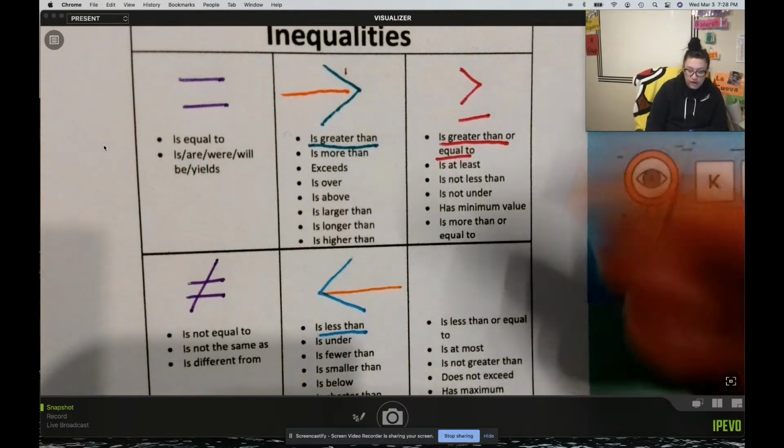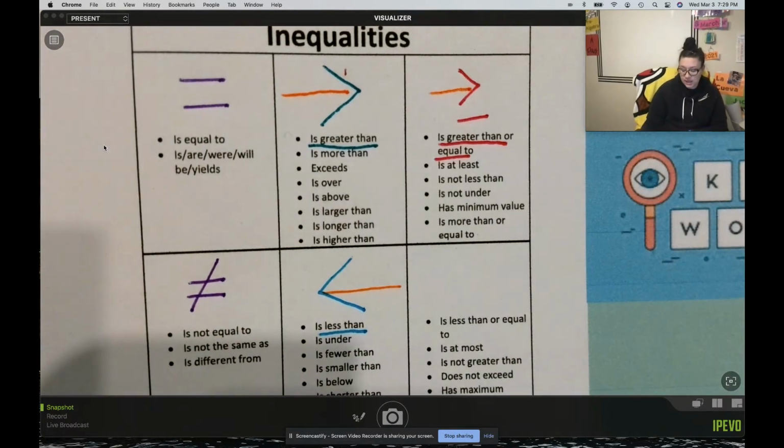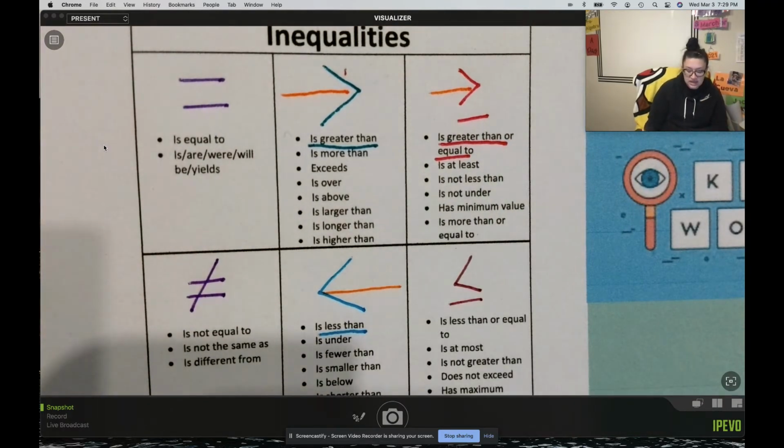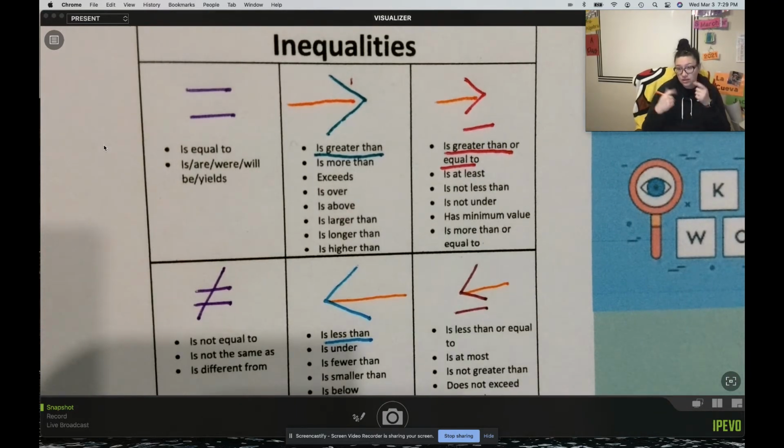Again, greater than points to the right side. So this next one is less than, so it points to the left side. Draw those arrows in there if it helps you think of the words.